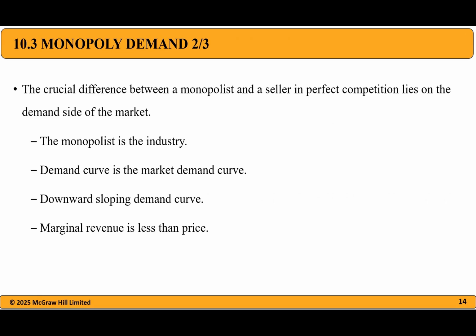Here is the crucial difference between a monopolist and the perfectly competitive market. A monopolist is the entire market, or the monopolist is the industry. There is no difference between firm and industry in the case of monopoly. The demand curve is the market demand curve. So it faces a downward sloping demand curve, and marginal revenue is less than the price. To sell more output, the firm must lower the price.